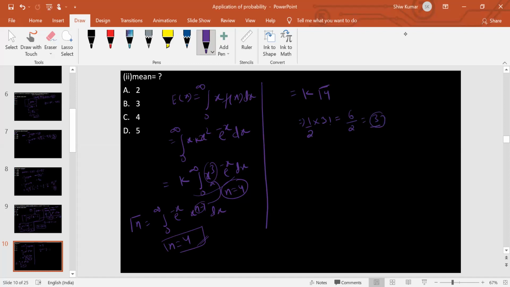So the mean of this continuous random variable is equal to 3. So here option B is the right answer.